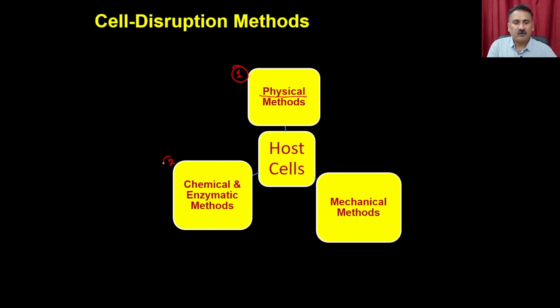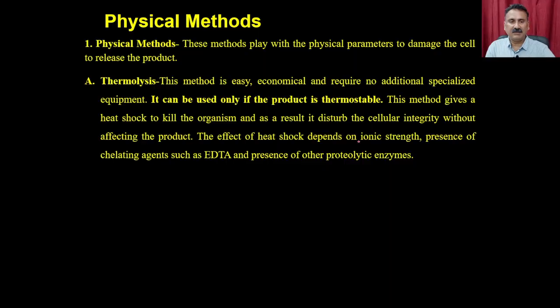You can use the chemical or the enzymatic method, where you use different types of chemicals that react with the plasma membrane of the cell, and that's how they release the content. Or you can use the mechanical method. There are different types of mechanical methods, and they also disrupt the cells. So let's start first with the physical method.